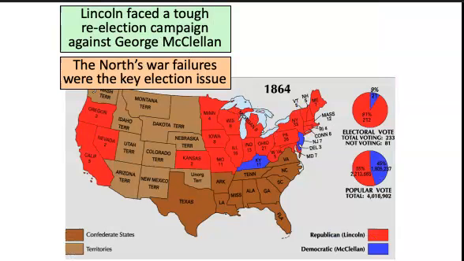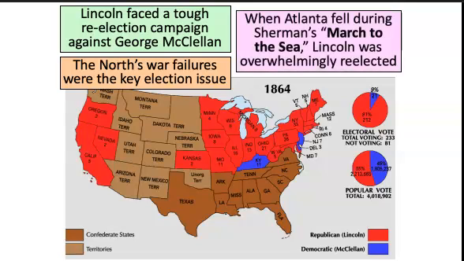In that year, Lincoln faced a tough re-election campaign against George McClellan. And the North's war failures were a key election issue in that particular year. When Atlanta fell during Sherman's march to the sea, Lincoln is overwhelmingly elected.